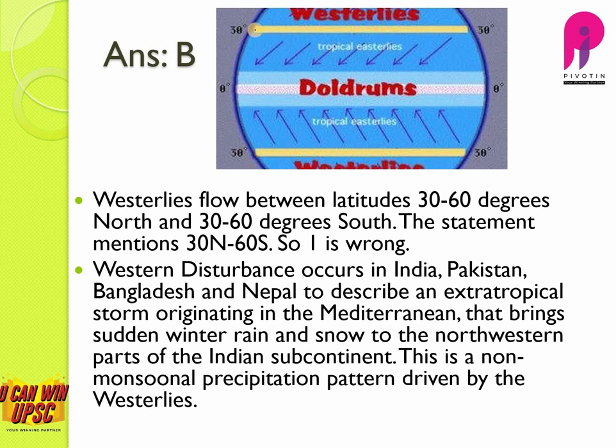You can see westerlies are between 30° north and 60° north and 30° south and 60° south. The western disturbances occurred in India, Pakistan, Bangladesh, and Nepal, and it brings sudden winter rain and snow to northwestern parts of the Indian subcontinent. This is a non-monsoonal precipitation pattern driven by westerlies.